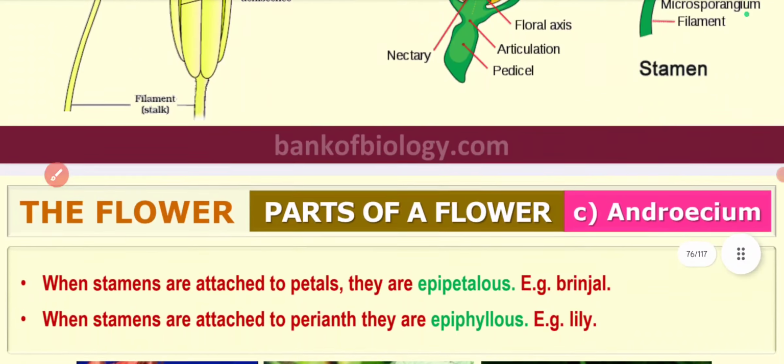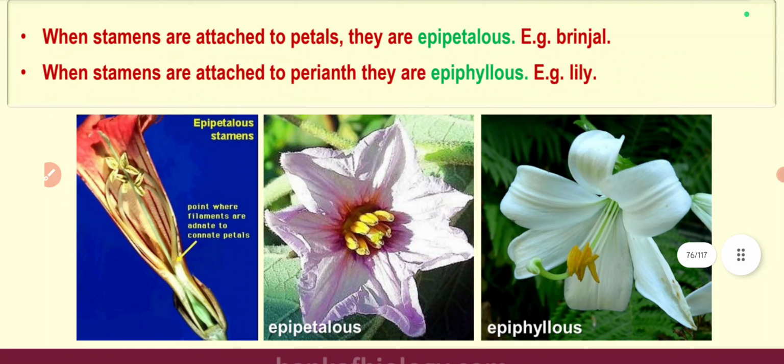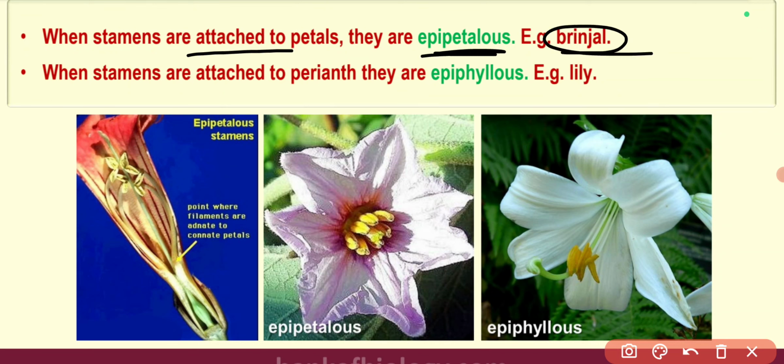Next, when stamens are attached to petals, they are called epipetalous. Example, brinjal. And when the stamens are attached to the perianth, they are called epiphyllous. Example, lily. What do you mean by perianth? A perianth is a non-reproductive part of a flower consisting of floral leaves surrounding the androecium and gynoecium. So when the stamens attach to the perianth, they are called epiphyllous. Example, lily.